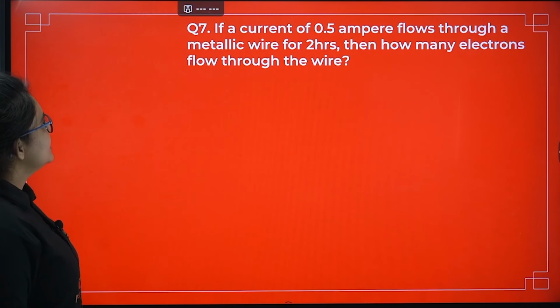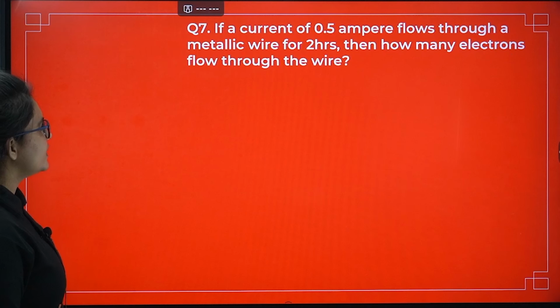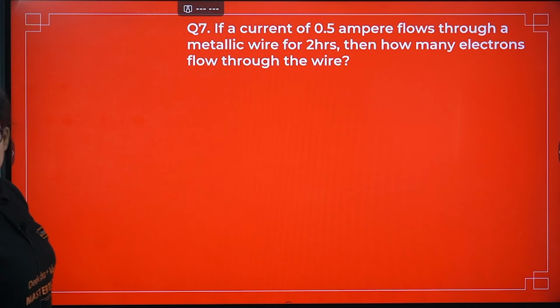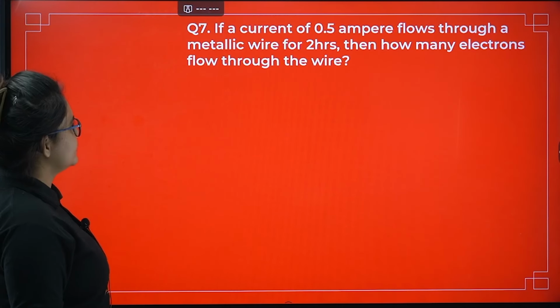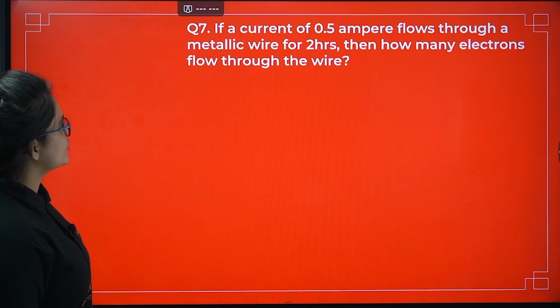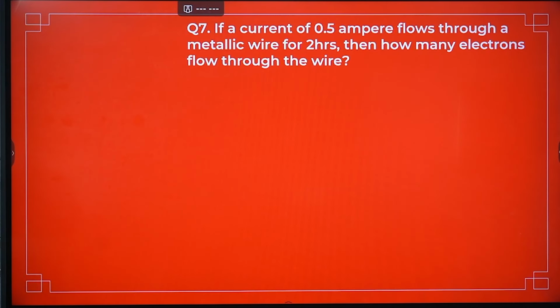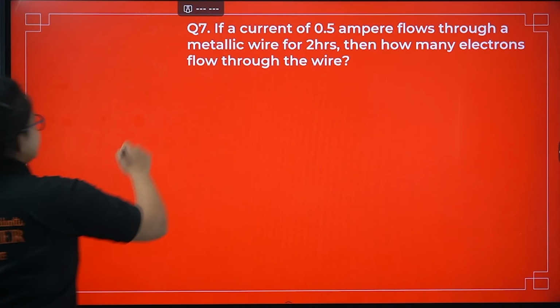Let's go ahead. If a current of 0.5 ampere flows through a metallic wire for 2 hours, then how many electrons flow through the wire? Okay, so it's a very important question as well.